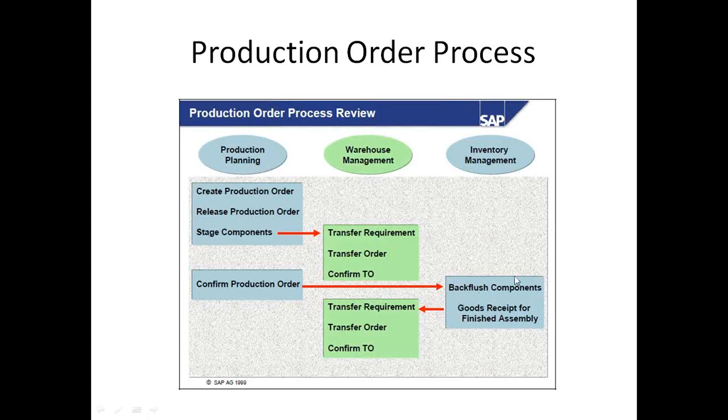It will do the component backflushing. As soon as we confirm the production order, in the background the system will issue the goods against this particular production order. And then the next process: once the assembly is finished and the component is created, it again creates one transfer requirement, and with respect to it we create a transfer order and confirm. So we keep that assembly of the finished good into the warehouse. Okay.